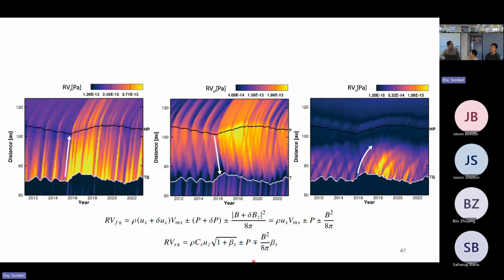Maybe I'm wrong, but out of curiosity, it seems that the outward mode has a steeper slope than the reflected one. Yeah, it should be, because the positive slope is the flow speed plus the fast mode speed.